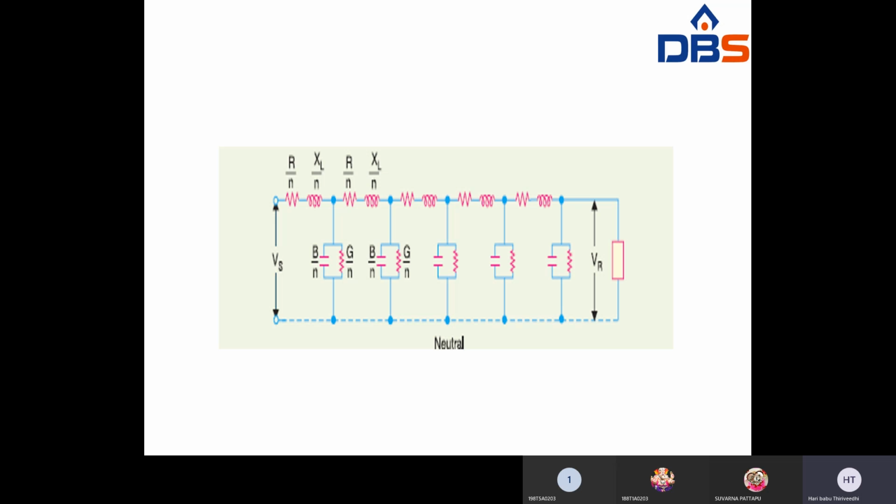The leakage susceptance is due to the fact that the capacitance exists between the line and neutral.